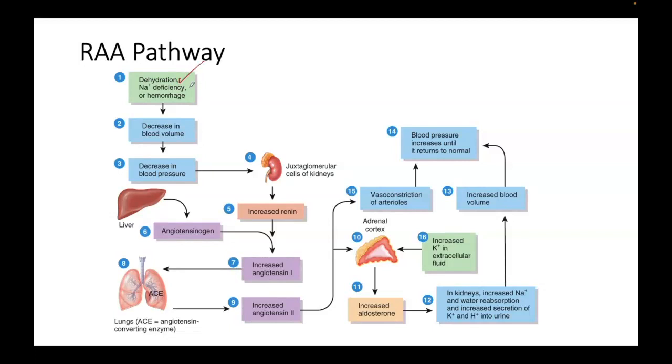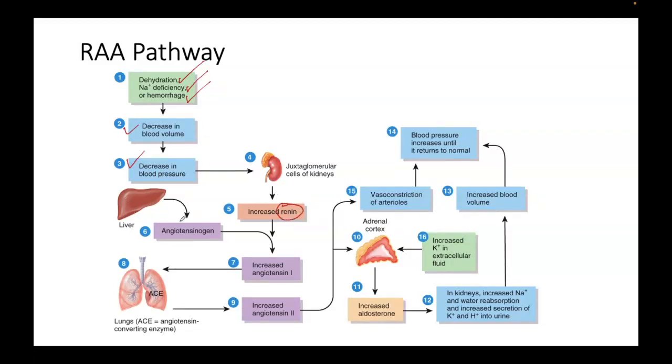So perhaps the person is dehydrated, maybe there's a sodium deficiency, or they're shot and stabbed and they're losing blood. As a result, there's a decrease in blood volume and a decrease in blood pressure. And that's not good for the kidneys to have low blood pressure. There's always got to be fluids going through the kidneys. So there's some sort of decrease in pressure. Now, your kidneys are going to release renin.